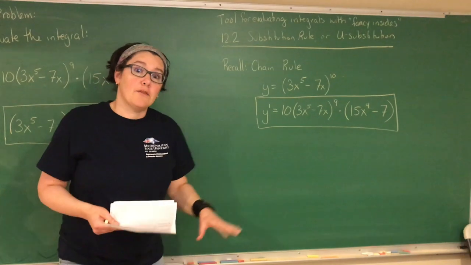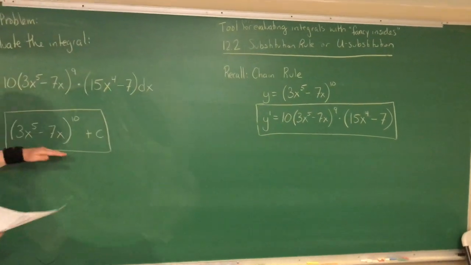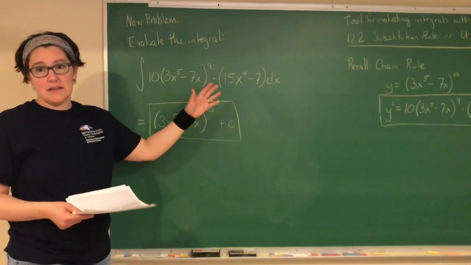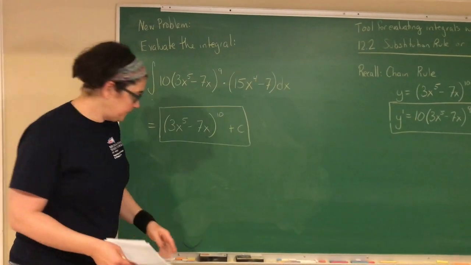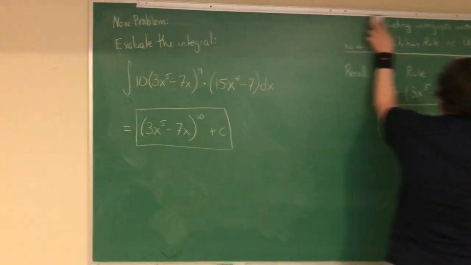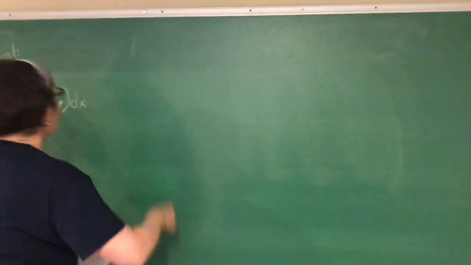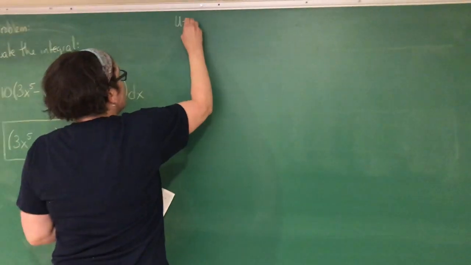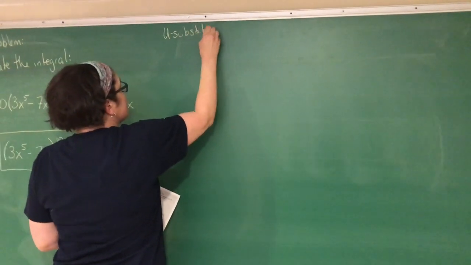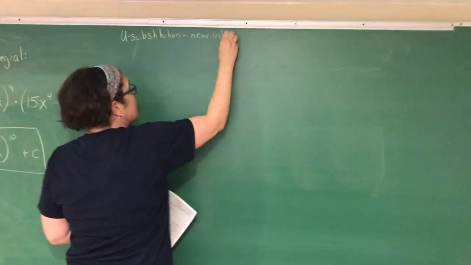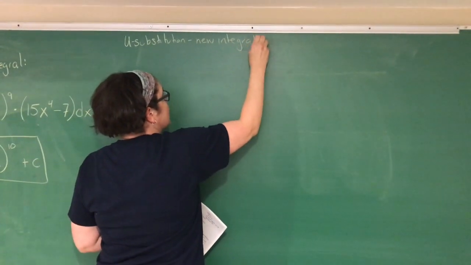So what I'm going to walk us through is how do we find this answer? How do we find this antiderivative by using this technique of U substitution? So U substitution is our new integration technique.